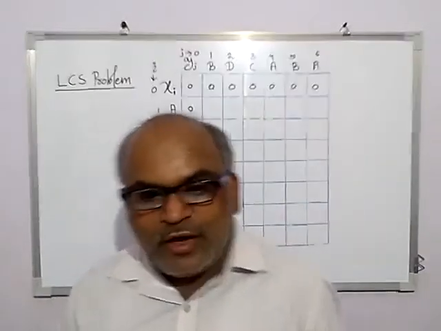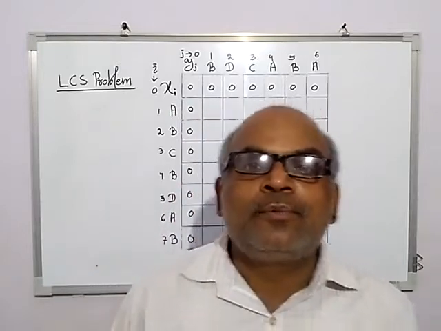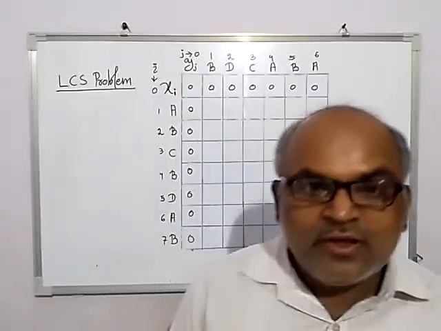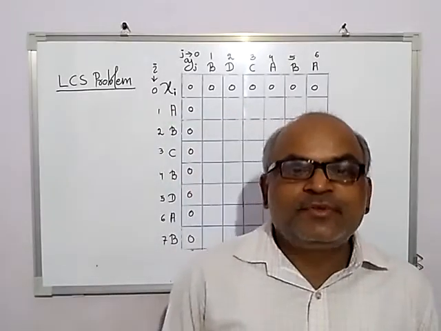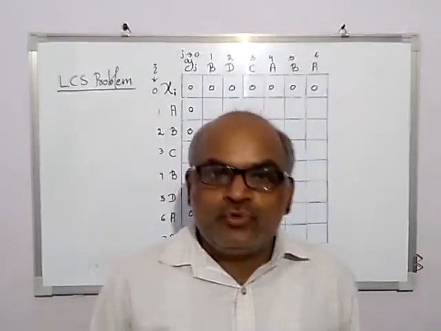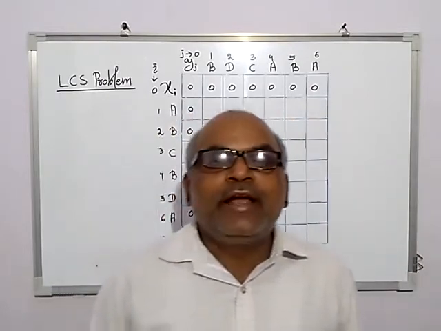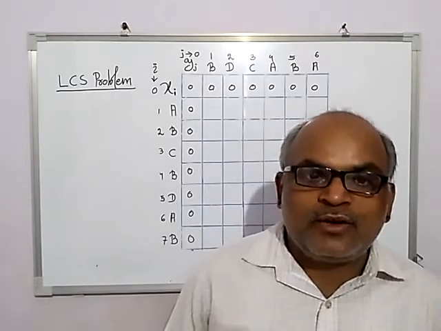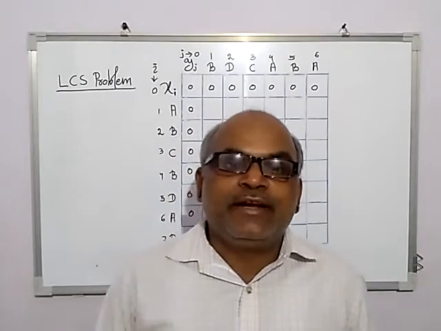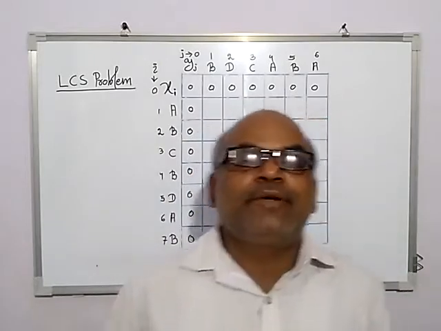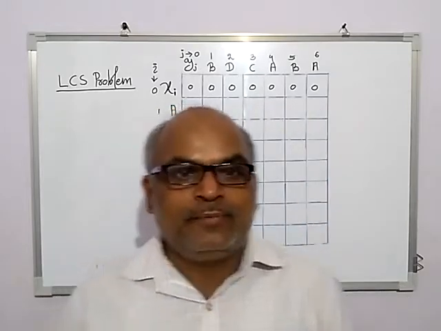In this video, I am going to explain how to find out LCS of two sequences. LCS stands for longest common subsequence. To find out LCS of two sequences, we have to use an algorithm designing technique, that is the dynamic programming designing technique. By using dynamic programming, we can solve an LCS problem.